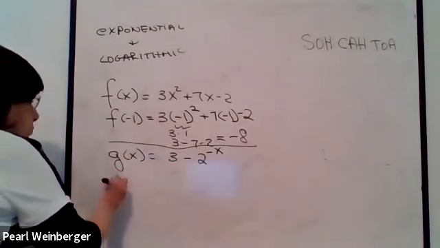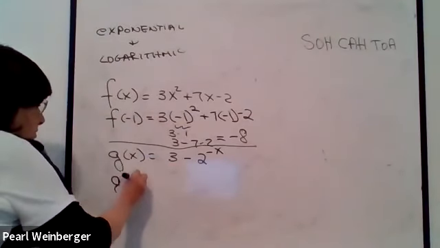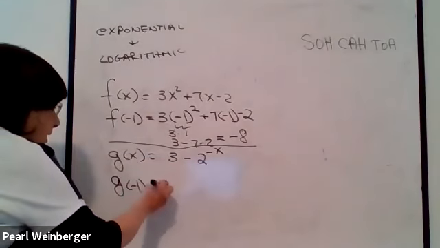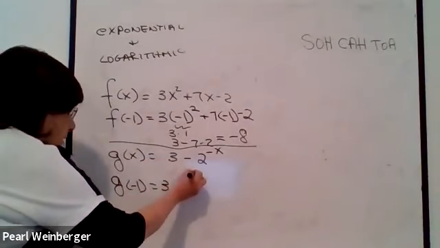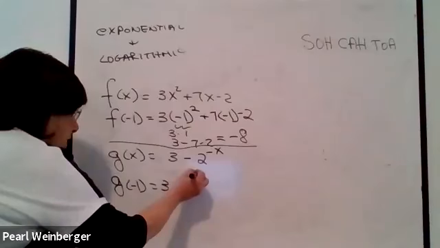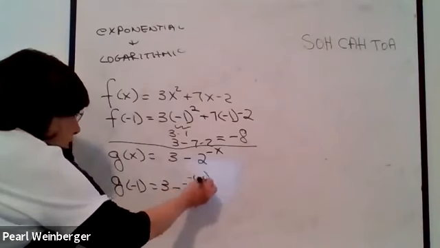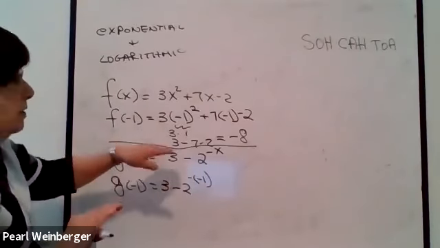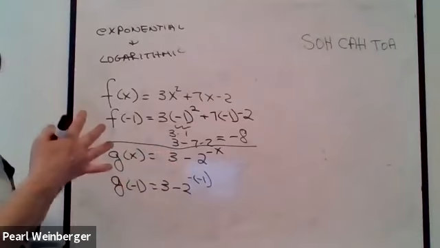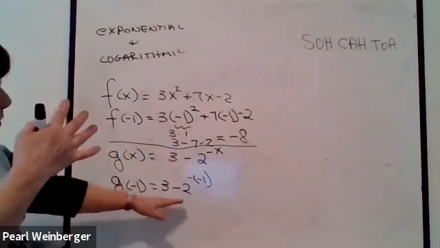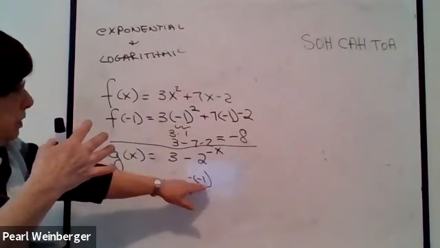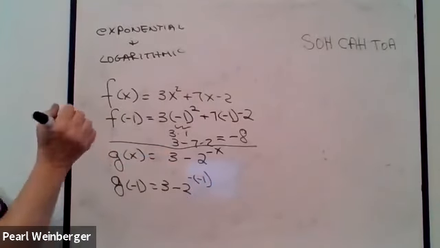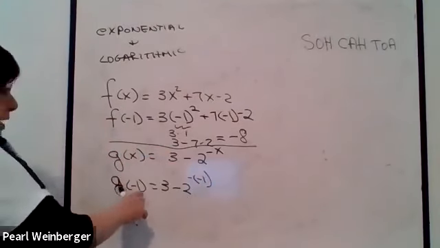Of course, if I want to do g of -1, I do the same thing by replacing the x by -1. Notice the difference in the expression. We know what the base is. What we don't know is the exponent. We have to be told what the exponent is.